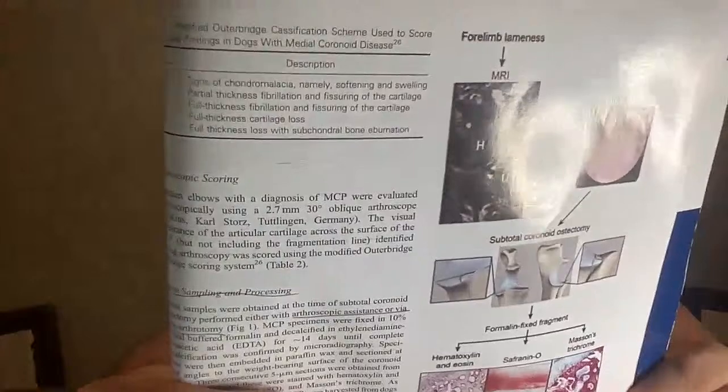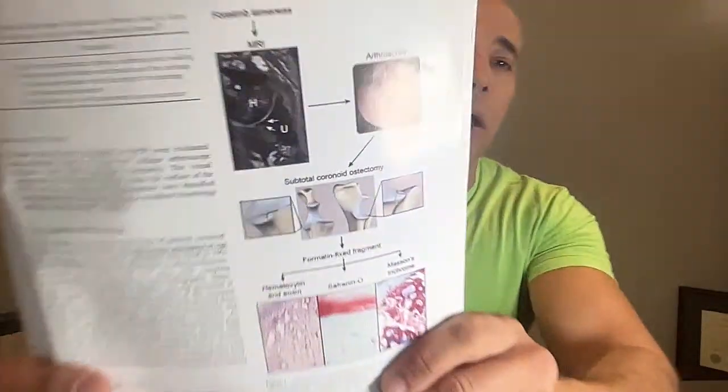Modified Outerbridge classification. Here is the table on that right there, if anybody wants to read that. So what it says here is grade 1, signs of chondromalacia, namely softening and swelling. Grade 2 is partial thickness fibrillation and fissures of the cartilage. 3 is full thickness fibrillation and fissuring. 4 is full thickness cartilage loss. 5 is full thickness loss with subchondral bone eburnation.